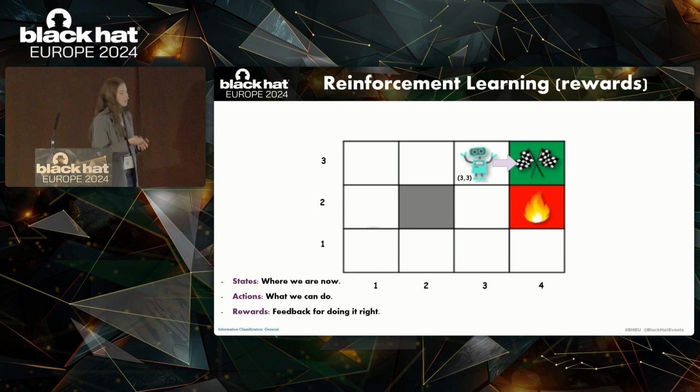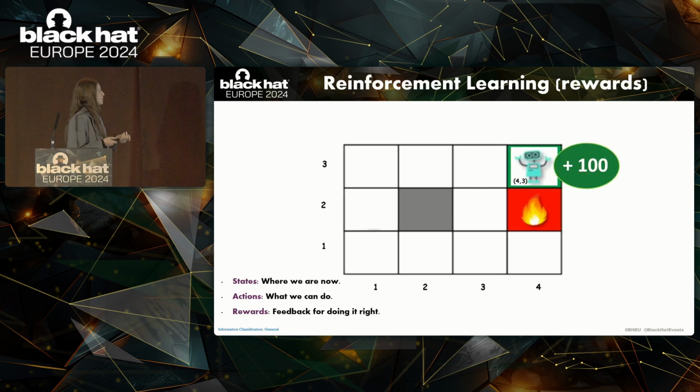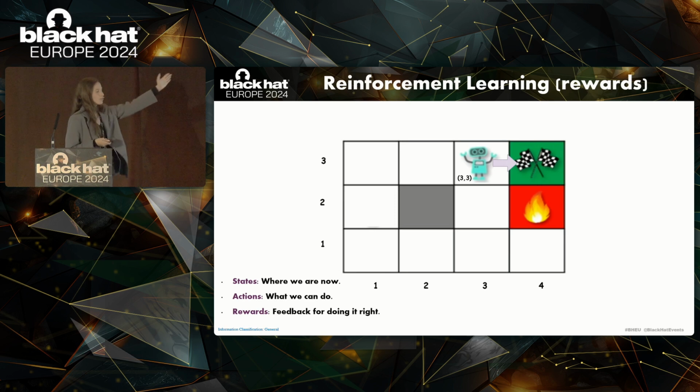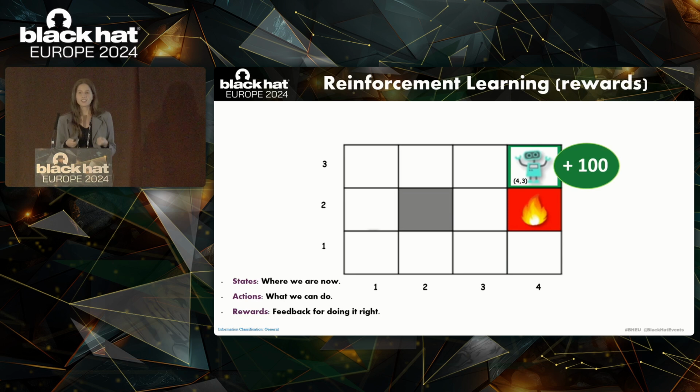And lastly, the rewards. If the robot moves closer to the fire, it will get a penalty. But if it moves closer to the flag, it will get a benefit. Over time, by learning from those rewards and penalties, the robot will figure out the best way to navigate within the grid environment in order to reach its goal safely. So, here we can see that the robot is located on 3, 3, and it chose to go right. Because it reached its goal, it will get a positive reward of 100 points.